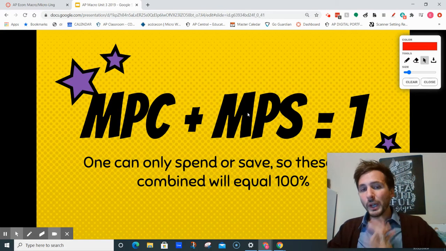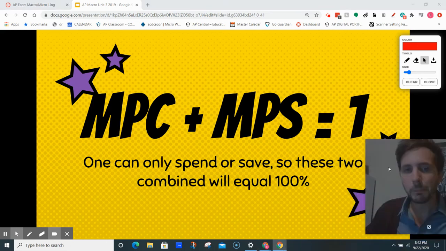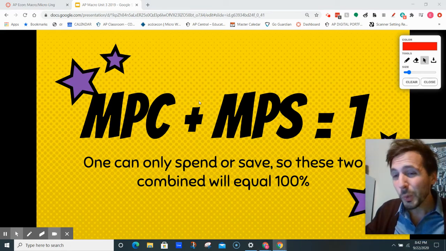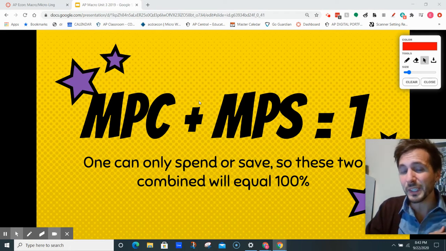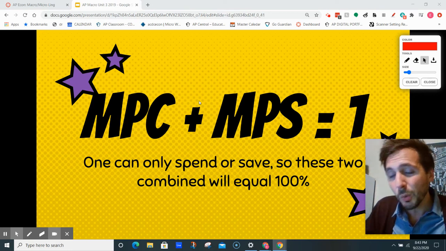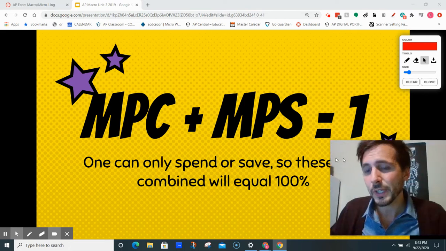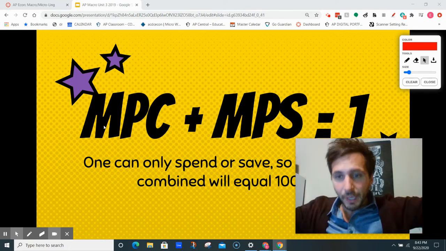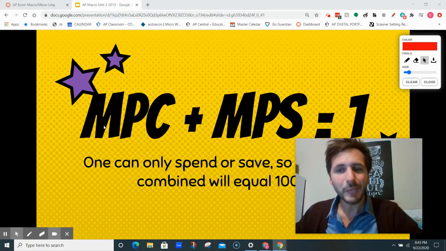Okay? So a general equation that will serve you well is MPC plus MPS will always, always, always equal 1. Or the percentage of MPC and the percentage of MPS will always equal 100%, because you can only spend or save. So these two ideas will always equal 100%. So if MPC is 0.75, MPS is 0.25. If MPC is 0.9, MPS is 0.1.